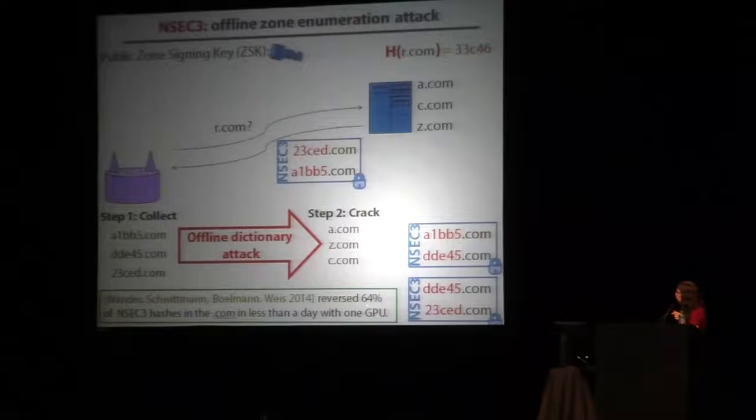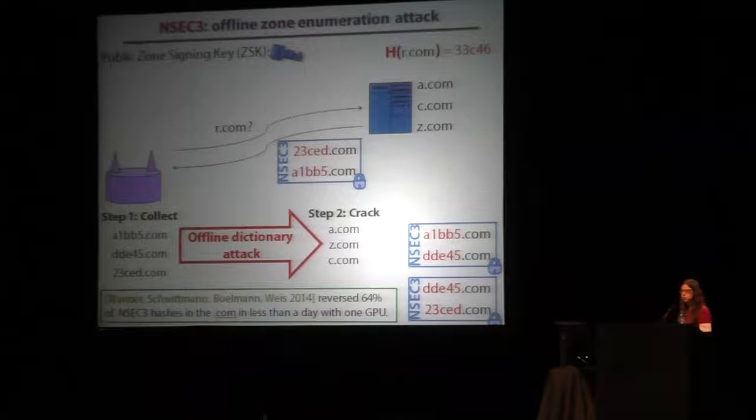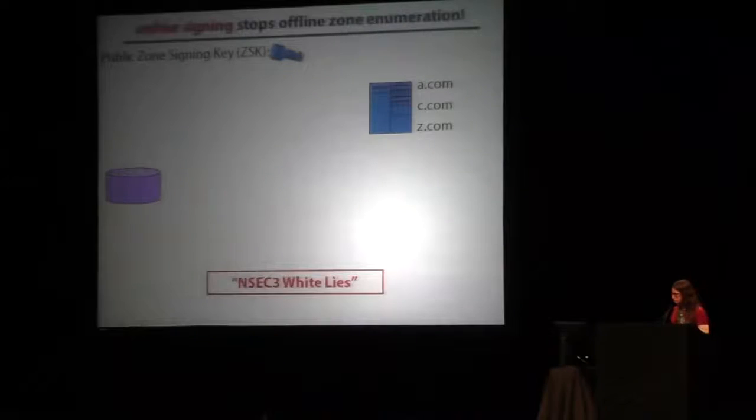This research paper found that they could reverse 64% of the hashes in the .com with 1 GPU. So zone enumeration is still possible with NSEC3, it's just more work. Okay. So actually, this leaves you in a problem because if you want to use DNSSEC today and you don't want to have zone enumeration at all, you have to move to online signing.